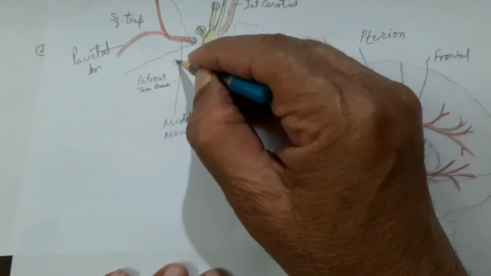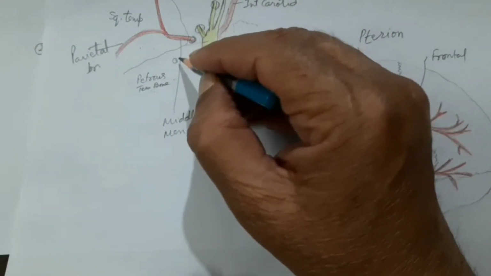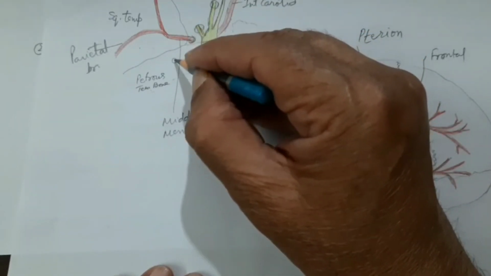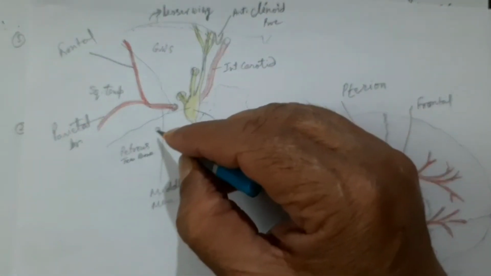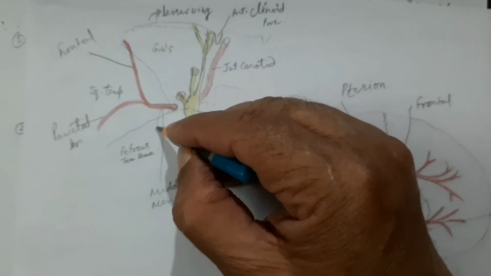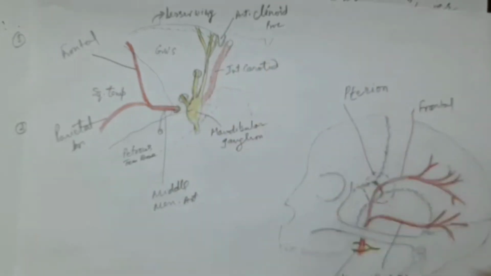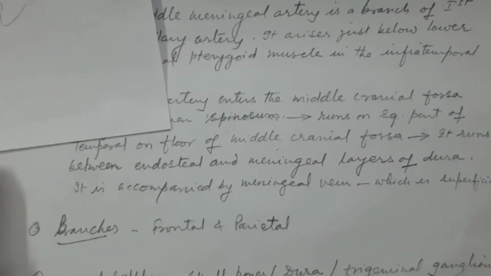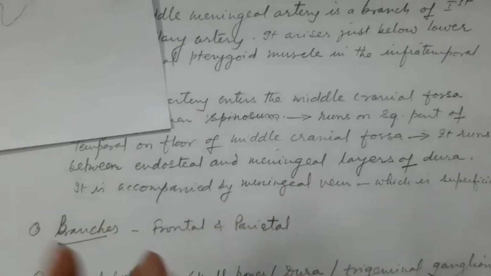Then this artery will send a minute branch here to the hiatus for the greater superficial petrosal nerve, which lies on the anterior surface of the petrous temporal bone. So the artery will go inside and the greater petrosal nerve will come outside. This is an artery which is going inside the middle ear cavity, so it will supply the structures in the middle ear cavity, and important there is the tensor tympani.